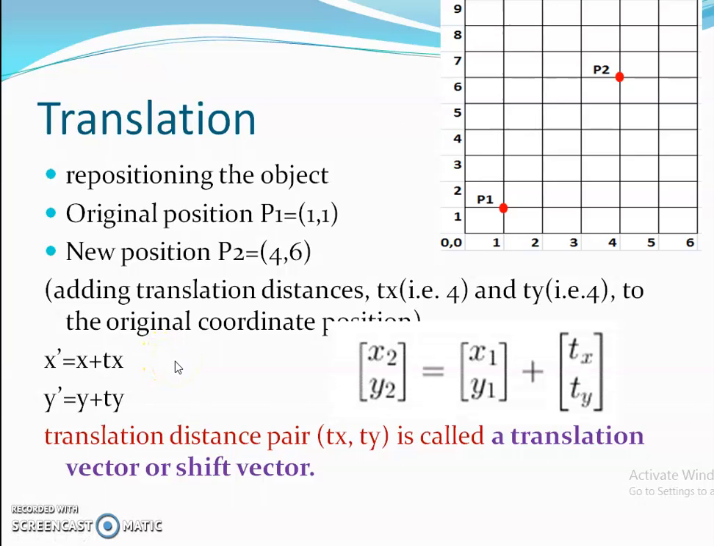This formula can also be represented in matrix form. Our new position x2 and y2, that is x dash and y dash, equals x1 y1 plus tx ty, that is x1 plus tx, y1 plus ty, where x1 and y1 are the original position. The translation pair tx and ty is called the translation vector or shift vector.